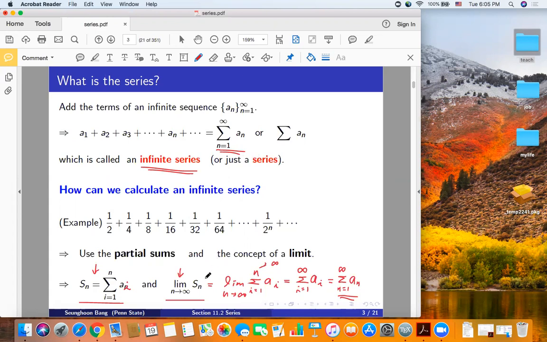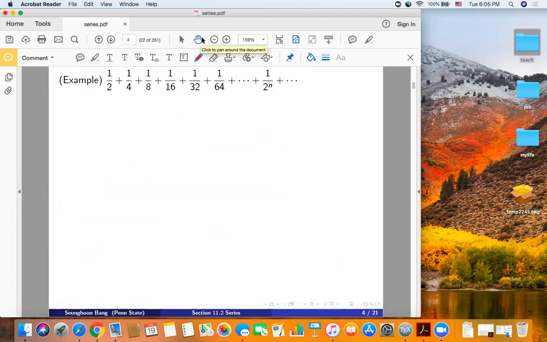We can apply these 2 concepts to our problem. So how can we solve this kind of thing? This is the same example. First, we think about the partial sum. The first one, S1, is just the first term, 1 over 2. The 1 over 2 is exactly the same as 2 minus 1 over 2, right? Like this. What is S2?